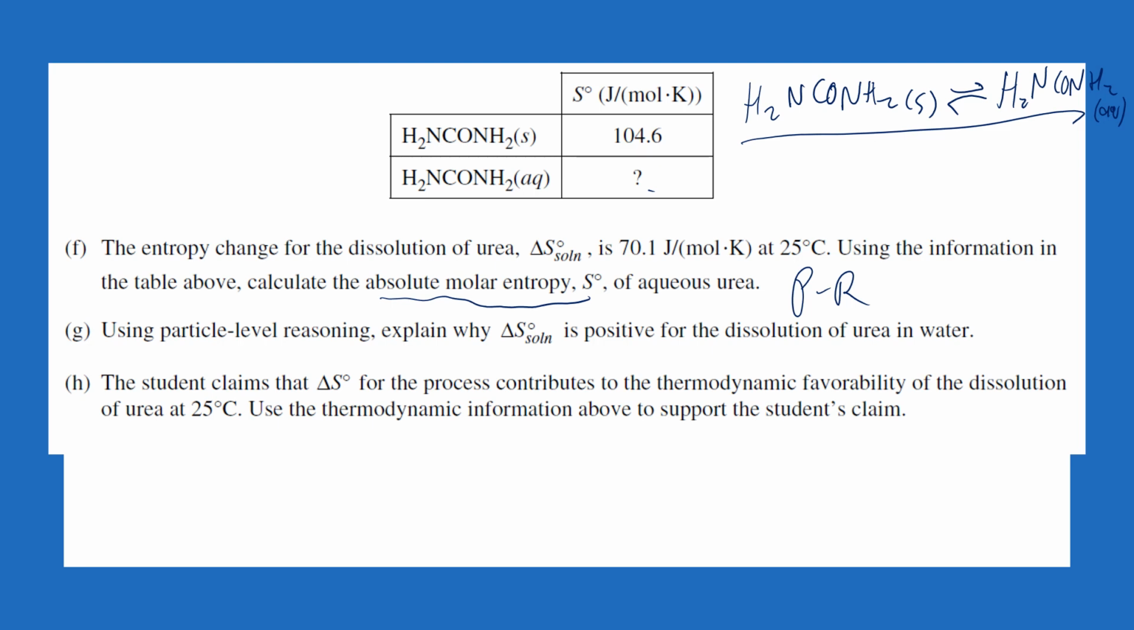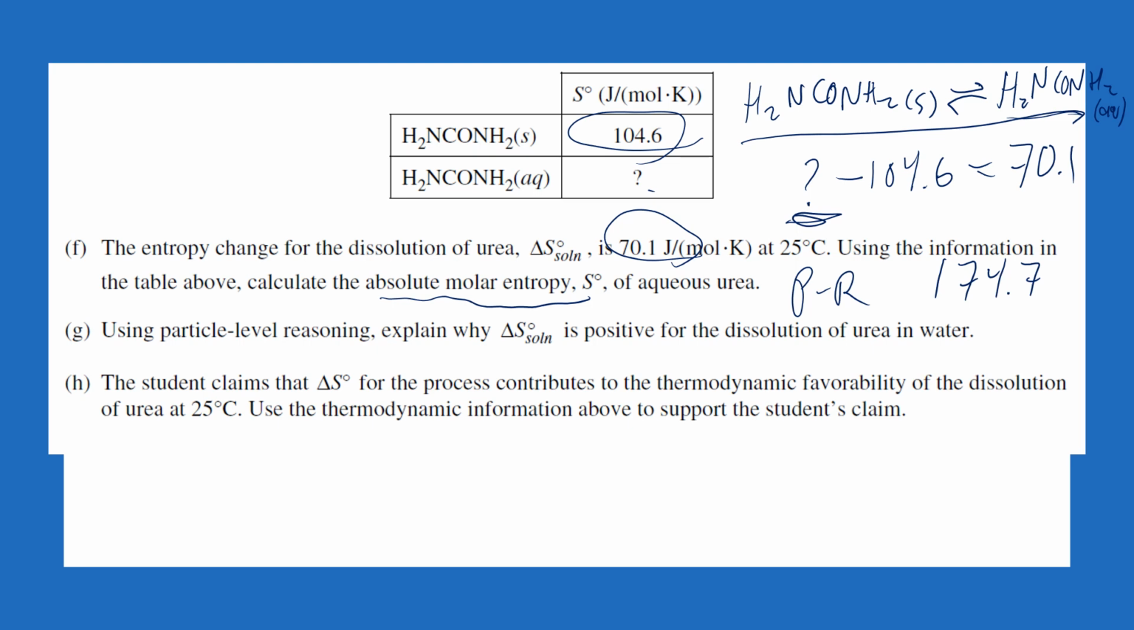So you would do products, which is the aqueous, that's the thing we don't know, minus our reactants, which is a solid, is equal to our overall. So when we solve for this question mark, we get 174.7. Oh, I could have done that in my head. Anyway, so you just add the 104.6 to each side.